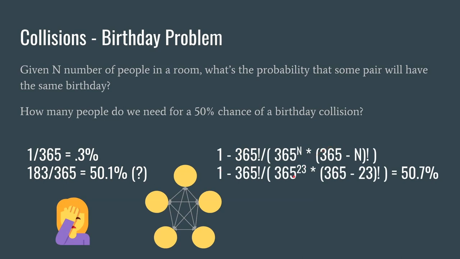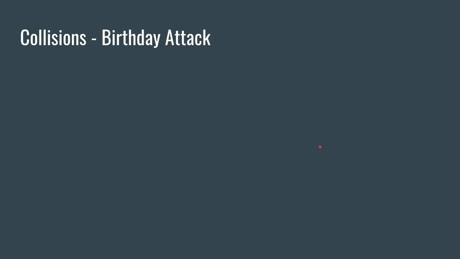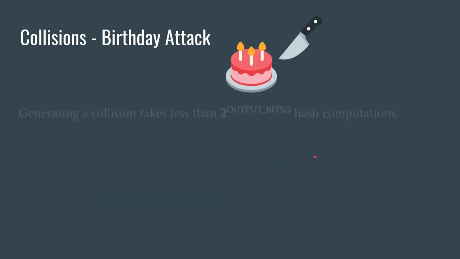And if we do the math a little bit, it turns out we need just 23 people to get just over a 50% chance of a birthday collision. So let's take that, relate that back to our hash function here. So we have the birthday attack. Oh, very scary. Because of the math behind these birthday collisions, generating a hash collision takes less than 2 to the output bits divided by 2 hash computations.